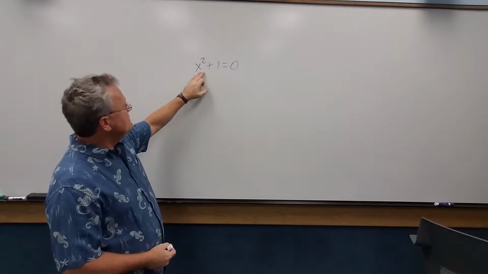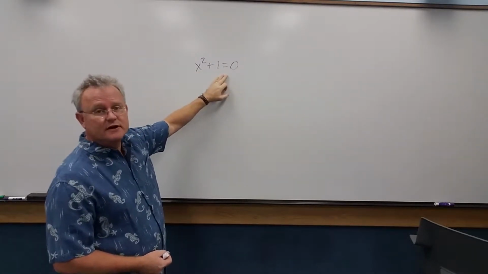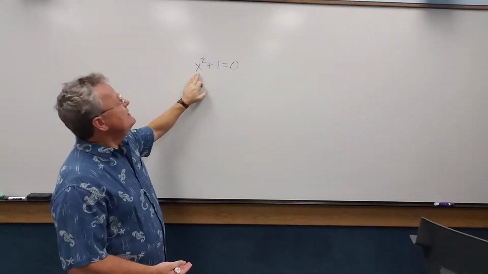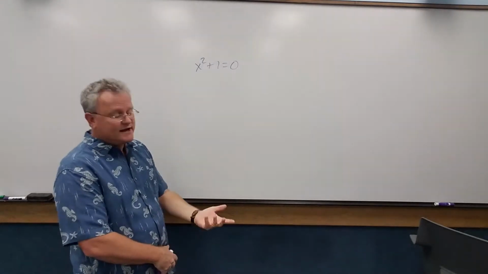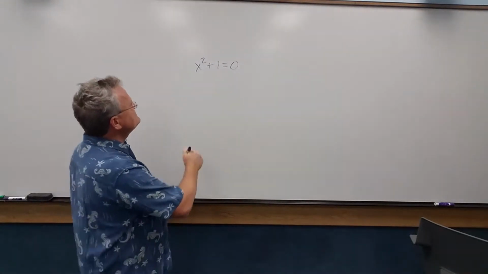Well, they said it can't be 1 because 1 squared is 1 and 1 plus 1 is not 0. It can't be negative 1 because negative 1 squared is 1. And again, we get 1 plus 1, and that's not 0 either. So they couldn't figure out what the answer was.